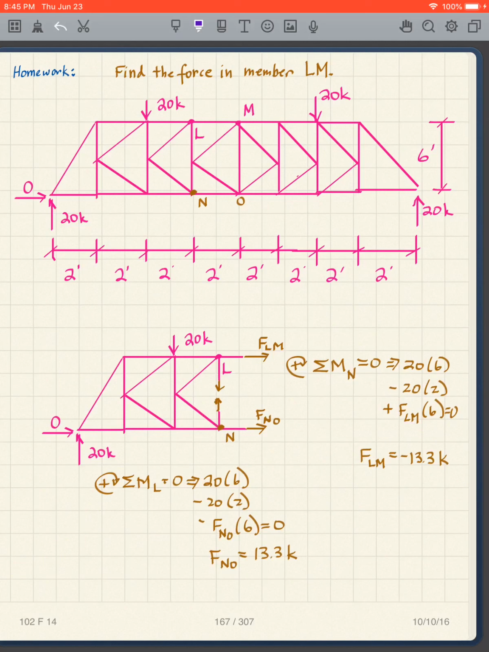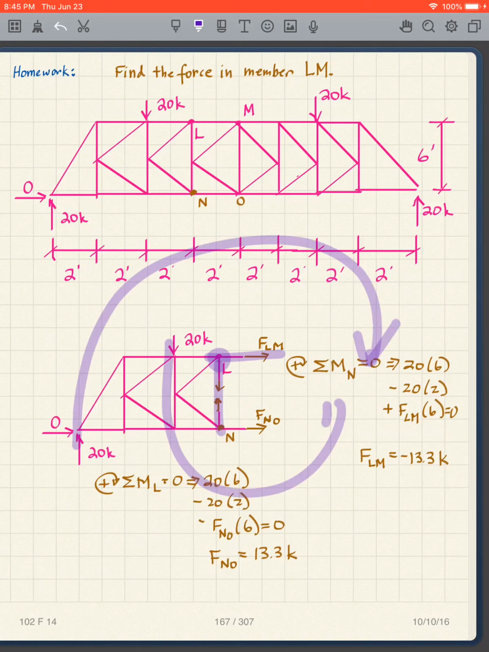Now, if I wanted to get this one, then I can do that too, but I take moments about L. So I take moments about L here. And when I take moments about L, well, again, I eliminate those two and this one. And so this is 0, so I don't have to worry about it, but what do I have left? I've got that one, I've got that one, and I've got this one. So those three are here, and you can solve for that.